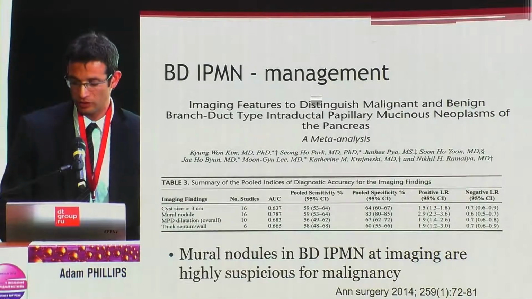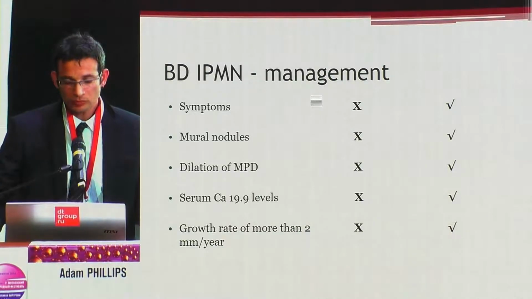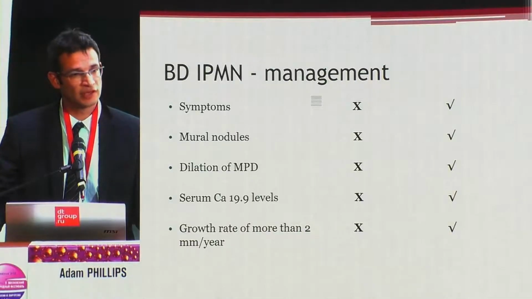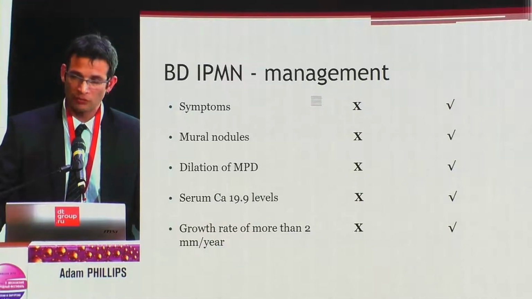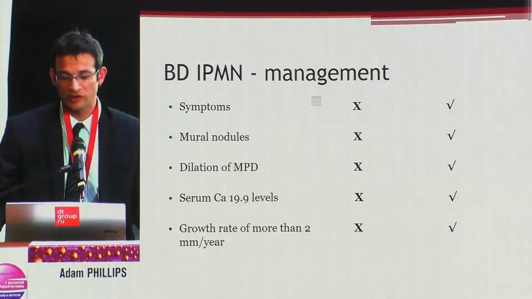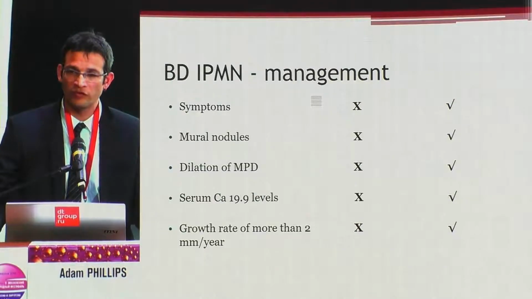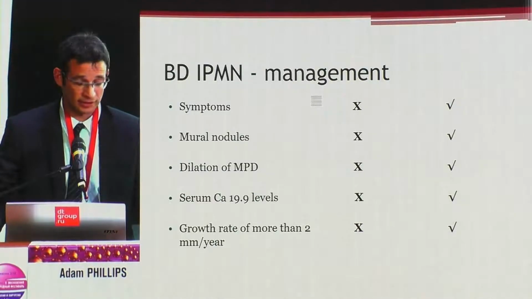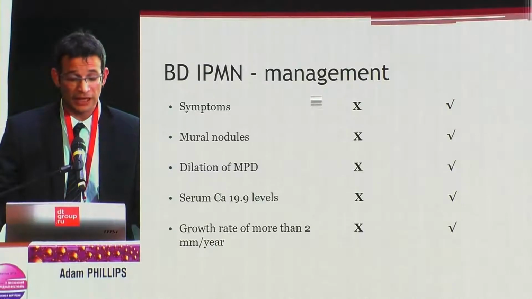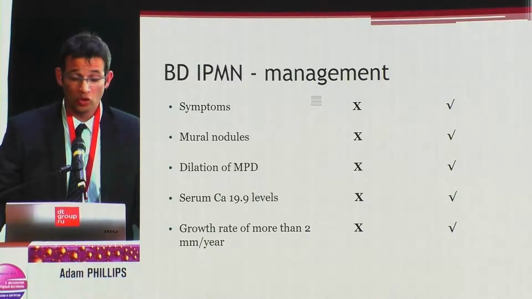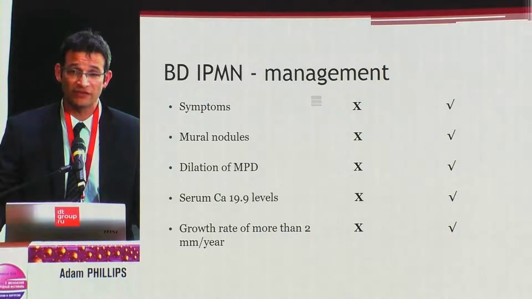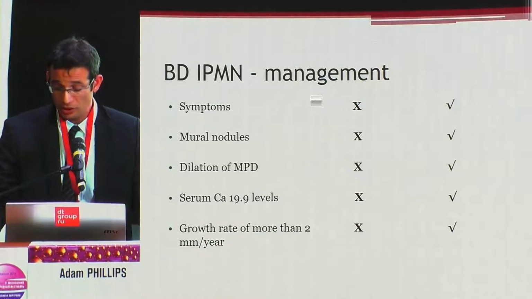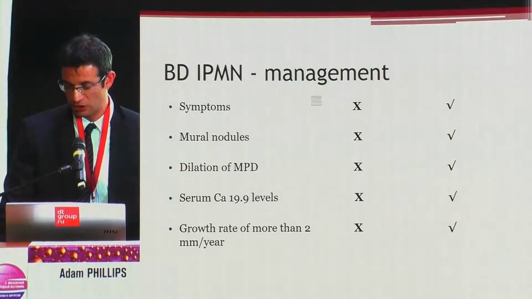should be considered for resection. So we can make a checklist, like the European consensus wrote. If the patient is symptomatic, if he has a mural nodule as we saw on imaging, if he has a dilation of the MPD of more than 5 and less than 9 millimeters, if he has elevated serum CA 19.9 levels, or if he has a cyst growth rate of more than 2 millimeters per year, if one of these risk factors is present in our patient, we should consider a resection and not observation.